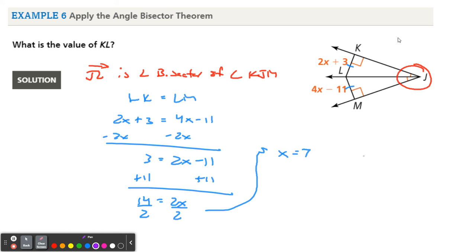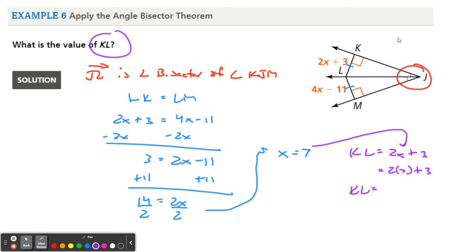Typically in geometry, we don't stop there, right? We want to know what KL is. So KL's expression is 2x plus 3. Take this value of x and plug it in right there. 2 times 7 plus 3. Use your brain or a calculator. 2 times 7 is 14, plus 3 is 17. And we're done.